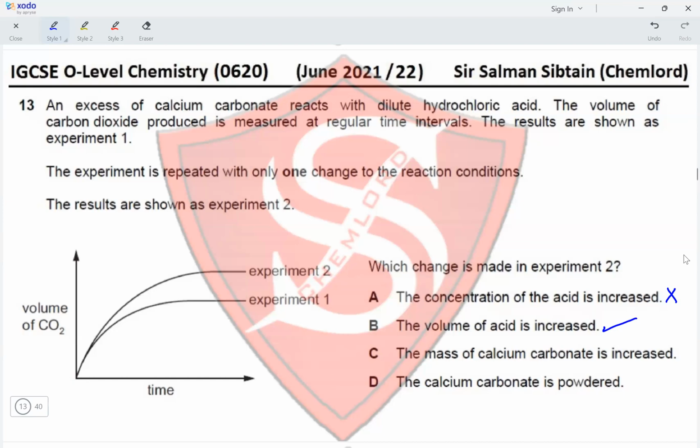So this is correct. The mass of calcium carbonate is increased. They have mentioned that it is in excess. Increasing the mass will have no effect. The calcium carbonate is powdered. Again, it is in excess. It will have no effect on the volume of CO2 produced. So this makes option B the correct option for this question.